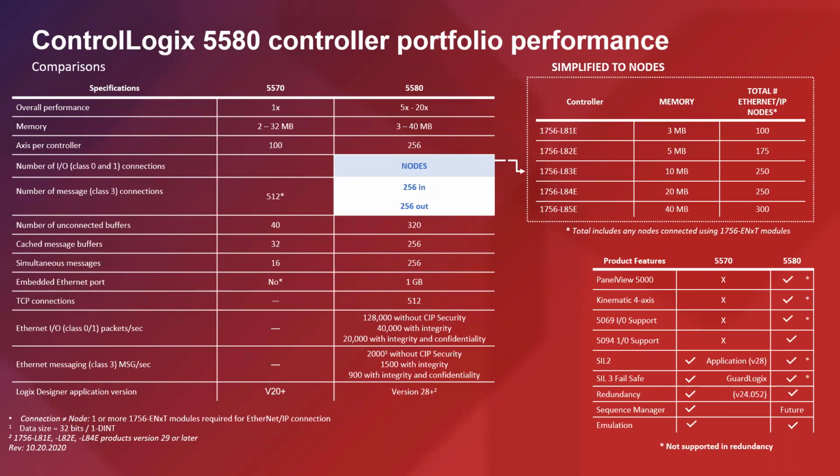So you can kind of see that if the L7 5570 was kind of the benchmark there, or the baseline, I should say, then the 5580 is looking at 5 to 20 times performance improvement over the L7 family. Memory again is going to be, the base model on the L8 is 3, and it goes up to 40 megabytes. Motion, the L8 can handle more motion axes per controller. The other big difference in the L8 and L7 family is the number of connections versus nodes.